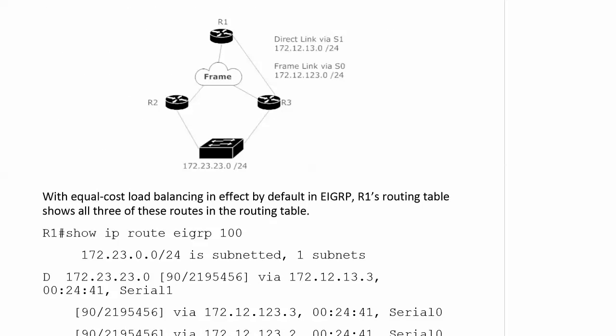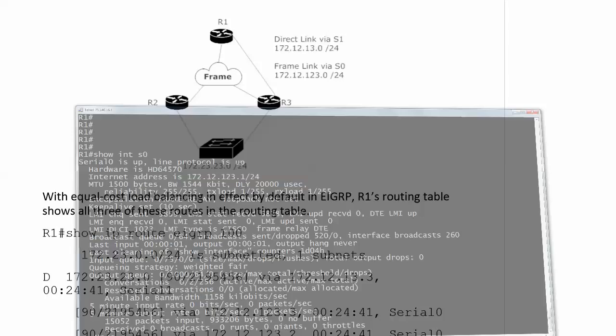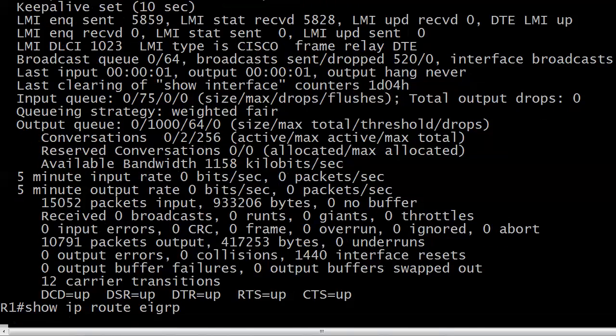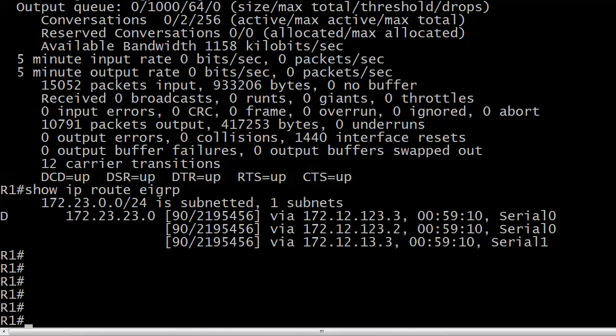We've got the 172.23.23.0 network. That's our Ethernet segment between routers 2 and 3. And with equal cost load balancing in effect by default in EIGRP, right now router 1's routing table is going to show 3 entries for that. At least I hope it does after I said that. And there they are. And you can see 3 routes to the Ethernet segment.